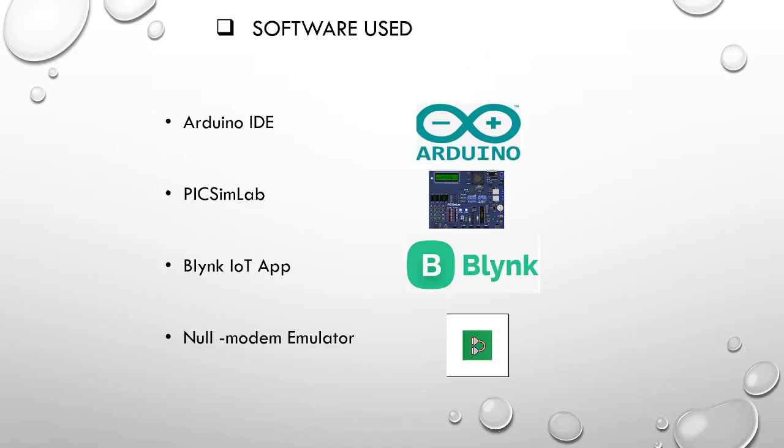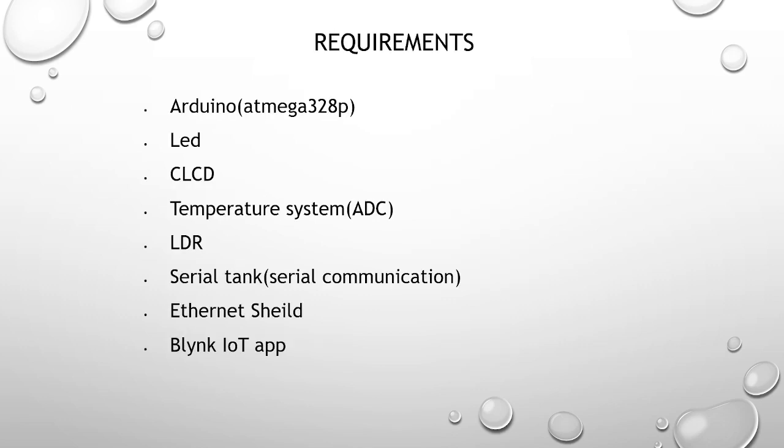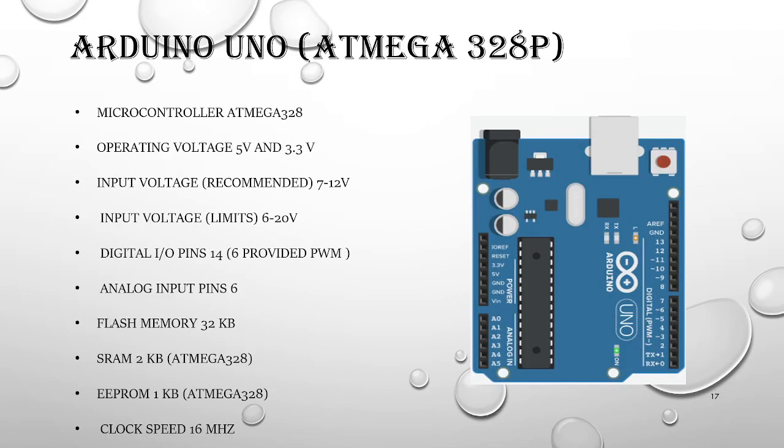Now we will see the software used for building this project. Arduino IDE, PicsimLab, Blynk IoT, and Null modem emulator are some of the software used for building this project. Now the hardware requirements. The hardware requirements are the Arduino, LED, CLCD, temperature system, LDR, serial tank, Ethernet shield, and Blynk IoT app.